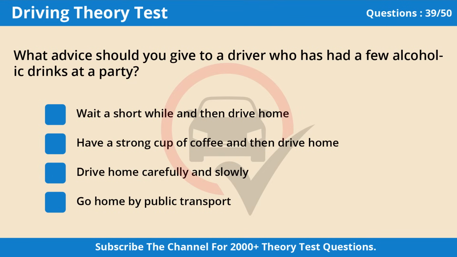Question 39. What advice should you give to a driver who has had a few alcoholic drinks at a party? A. Wait a short while and then drive home. B. Have a strong cup of coffee and then drive home. C. Drive home carefully and slowly. D. Go home by public transport.